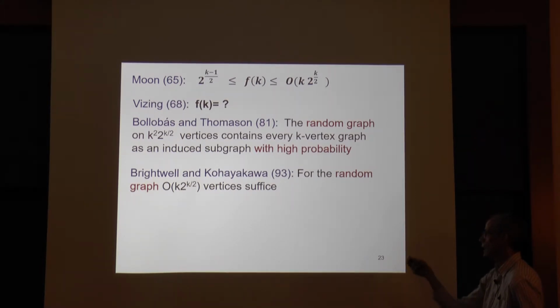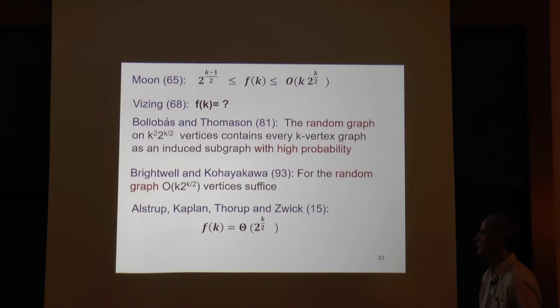This result has been improved when people started to use these large deviation inequalities. Brightwell and Kohayakawa showed that it's a constant times k times 2 to the k over 2. I'll tell you a little more about this; even the right constant can be determined. Then there is a nice paper by Alstrup, Kaplan, Thorup, and Zwick, and they got the correct behavior up to a constant factor. As I said, the gap between the lower bound and the upper bound is about 25. It is different for even k and for odd k, but something like this.